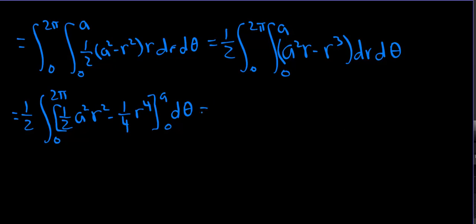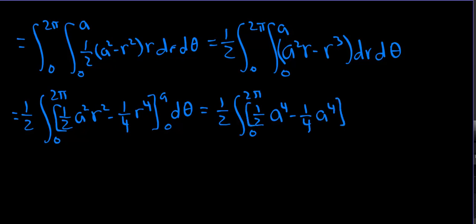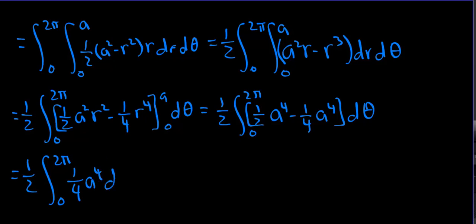Okay, now let's go ahead and move along. 0 to 2 pi. This is going to be 1/2 a to the 4th minus 1/4 a to the 4th, d theta. And of course we can simplify that a bit. This is 0 to 2 pi, and this is going to be 1/4 a to the 4th. Now, we're ready to integrate with respect to theta.